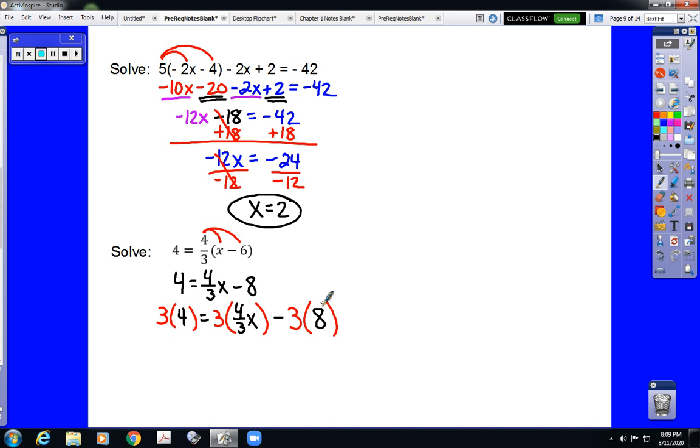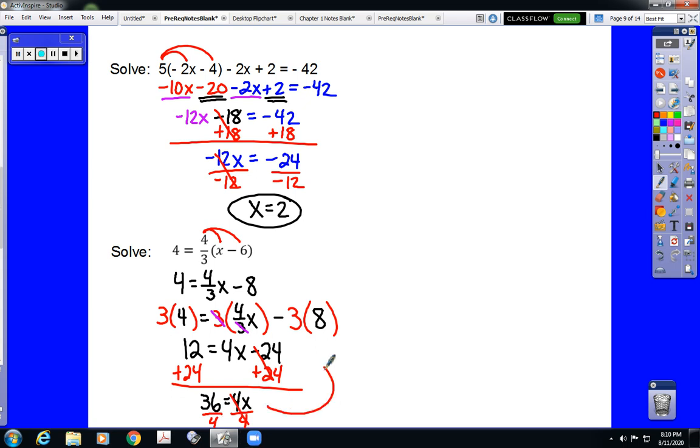When we do that, what happens is the 3's will cancel in that middle term and leave us with 12 equals 4x minus 24, which is a two-step equation. We've done about 6 or 7 of those already. So now we're going to isolate the variable by adding 24 to each side, which would give us 36 equals 4x. And then we're going to divide by 4, which will give us x equals 9.